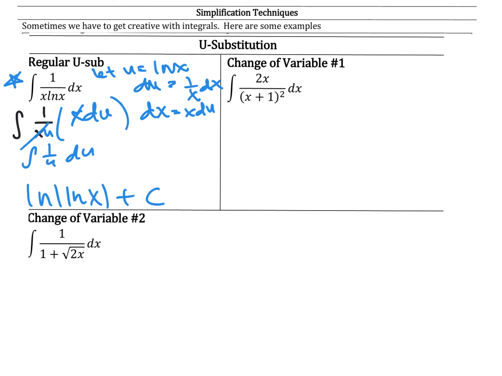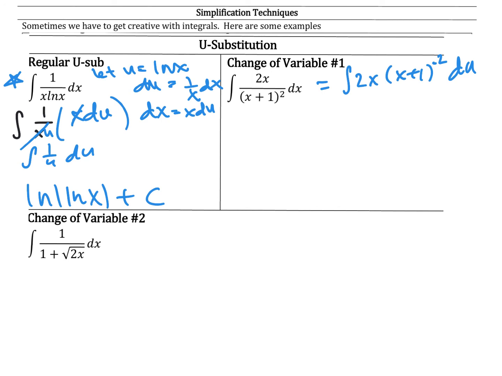Now, we also talked about in a previous video that sometimes u substitution needs an extra little push to get us there. So if we look at this problem, we could expand the denominator. I don't know that that's going to help us. If we take the derivative, we might be able to work through it that way. We could also rewrite this as the integral of 2x times x plus 1 to the negative second power.